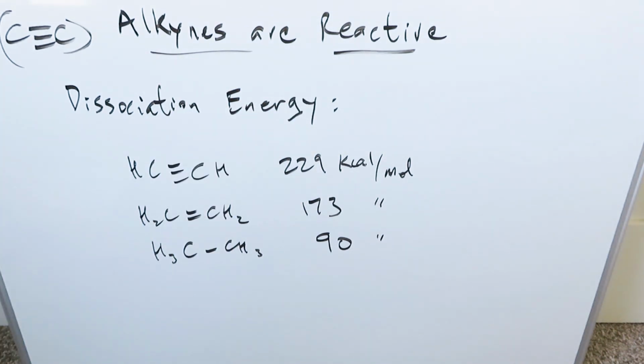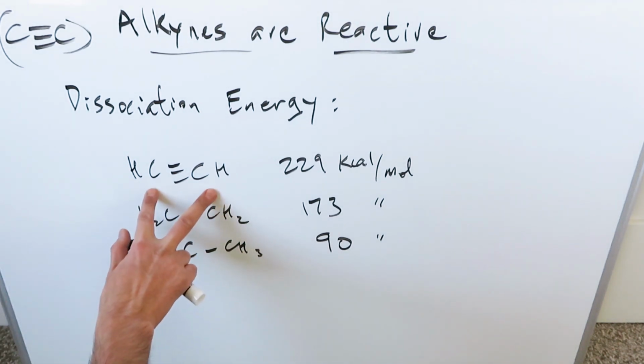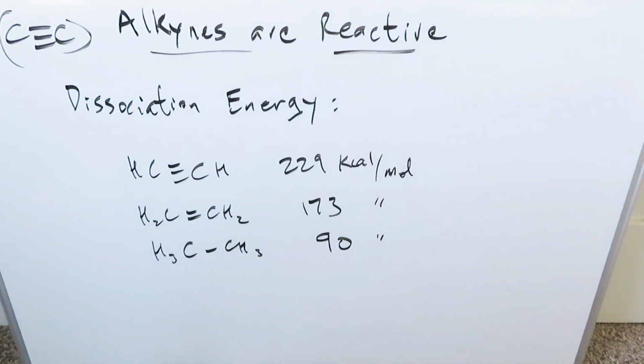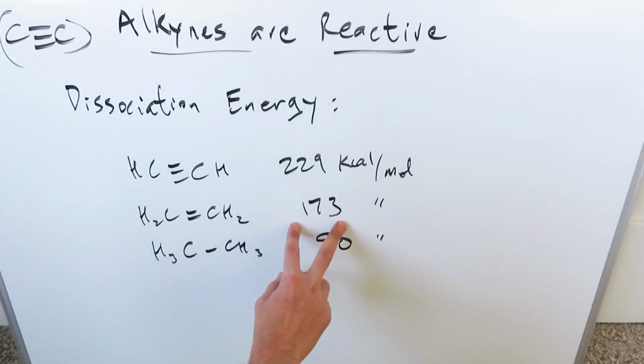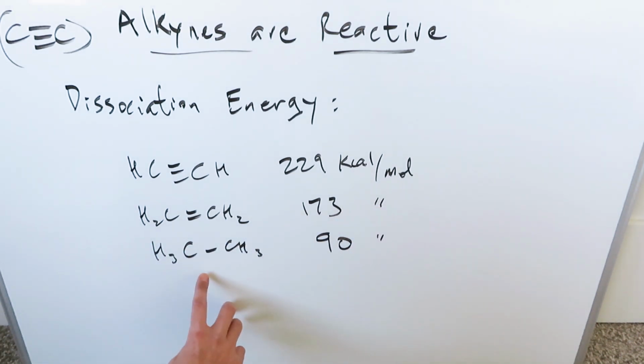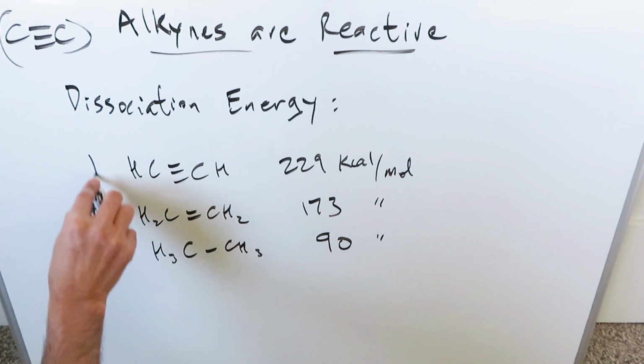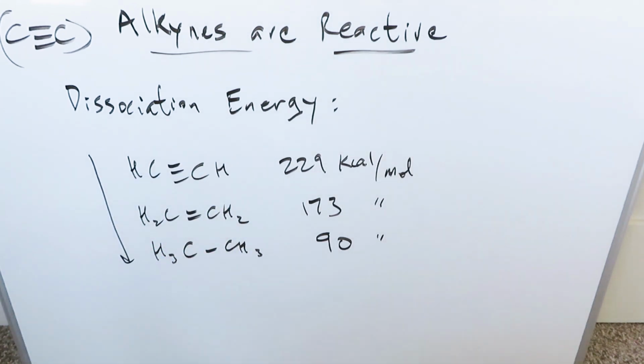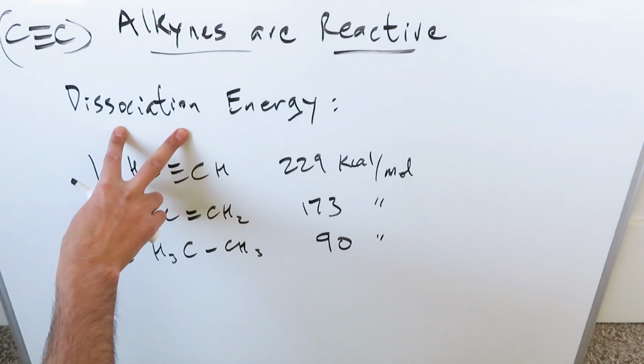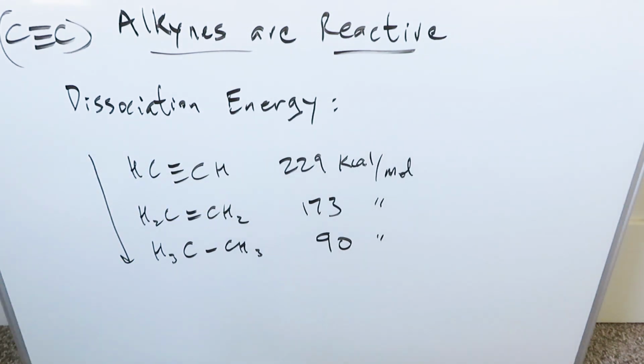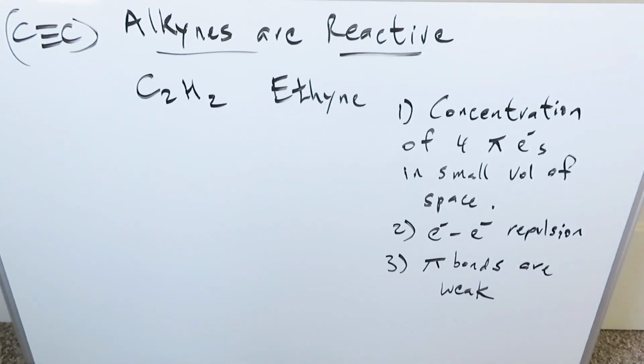Look here at the dissociation energy, the energy which is required or given off upon breaking of a bond. If you look here at acetylene, C2H2, the dissociation energy per mole is 229 kilocalories. When you look here at ethene, C2H4, we have 173 kilocalories per mole. When you look at ethane, C2H6, it's 90. A considerable drop in dissociation energies as you're going from triple bond to double bond to single bond, and you have to keep this in the back of your mind. Alkynes have high dissociation energies. A lot of energy is given off when you break that bond because a lot of energy is stored in that bond. Now let's look at material directly relevant to our question, why are alkynes reactive?